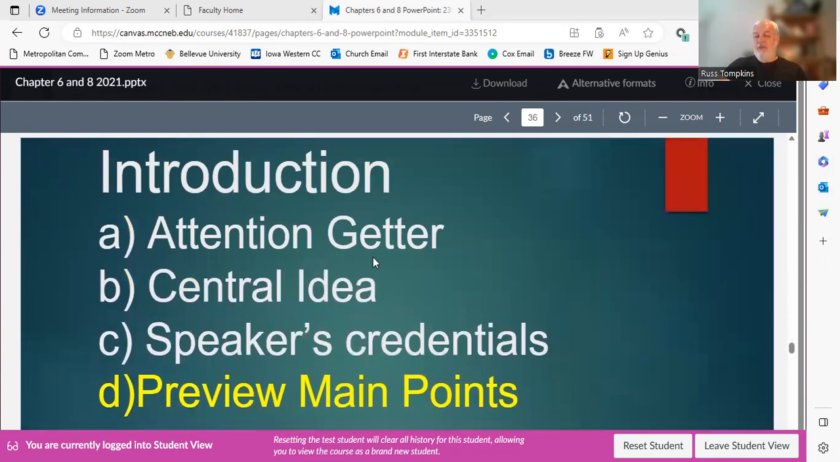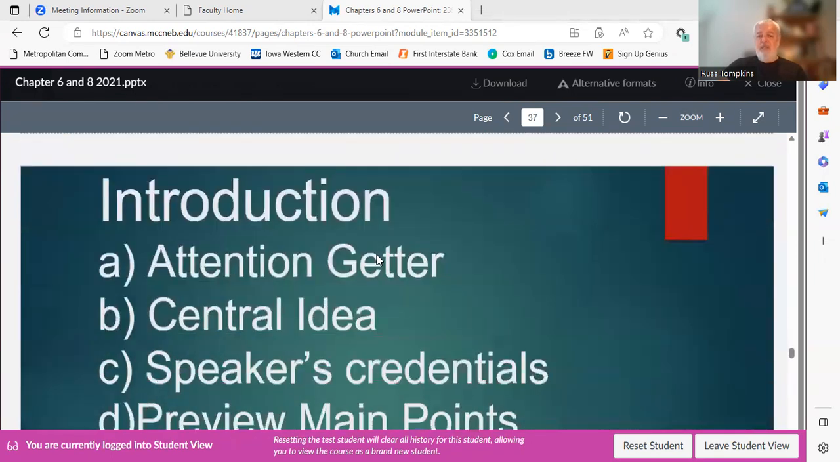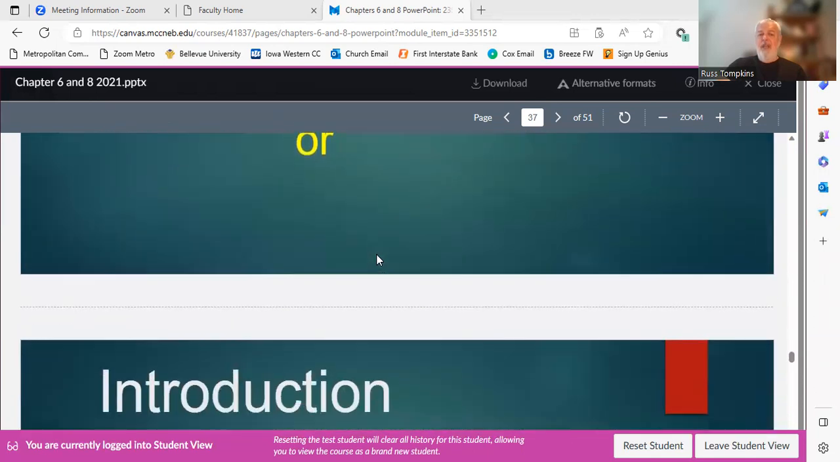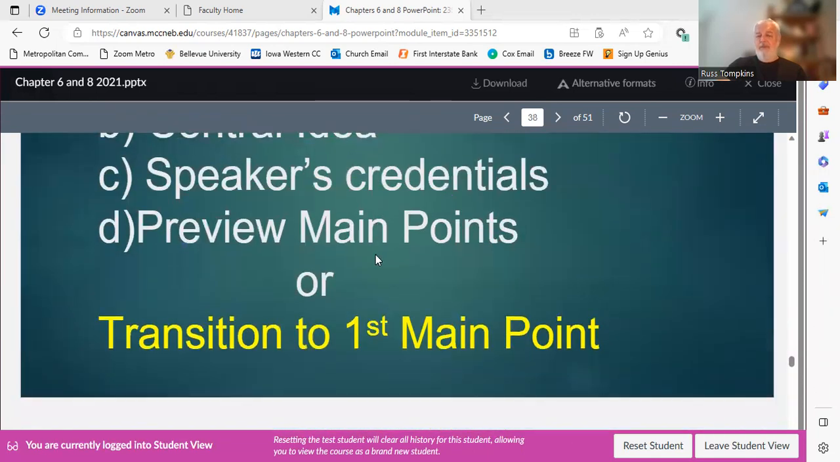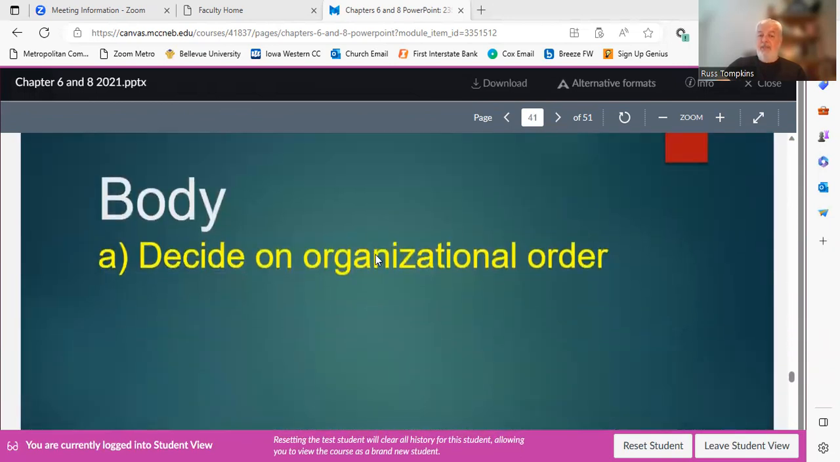If you don't want to preview your main points, you don't have to. You could instead go directly into the transition of your first main point. Now we're into the body of the speech. And in the body of the speech, there's some things that you need to think about. One is deciding on your organizational order.